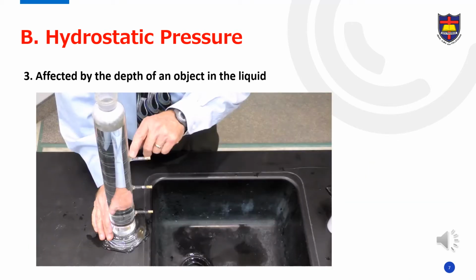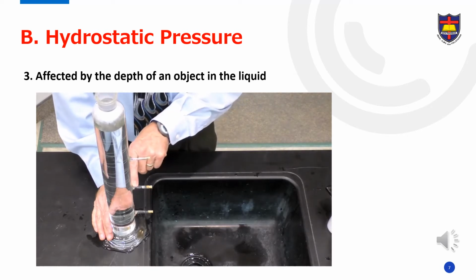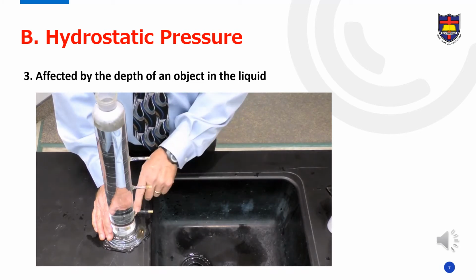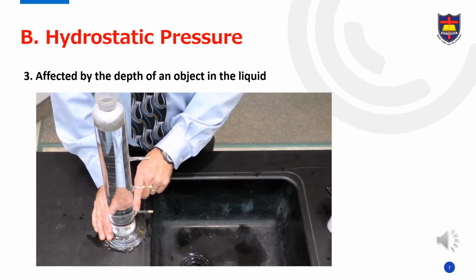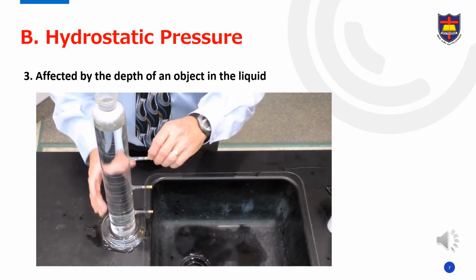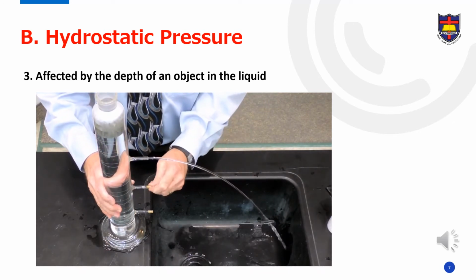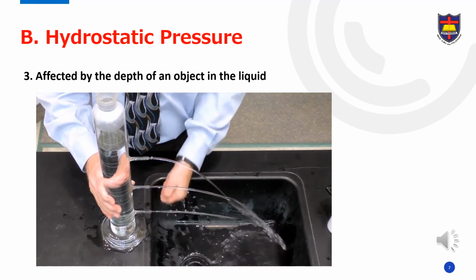Okay, the third is affected by the depth of an object in the liquid. Let's take a look at the video first. The demonstration is carried out by filling a graduated cylinder that has three side openings with water and observing the speed with which the water exits through the three openings.